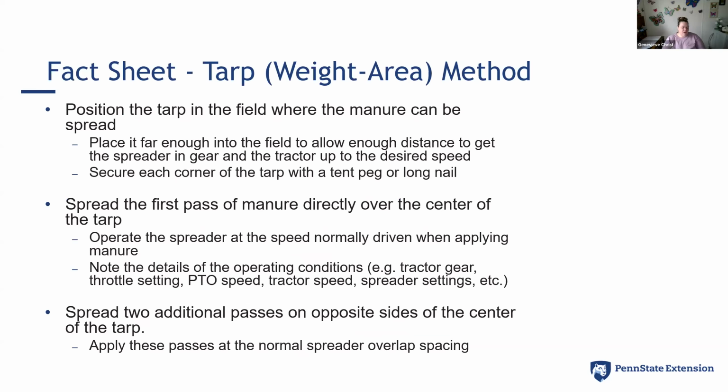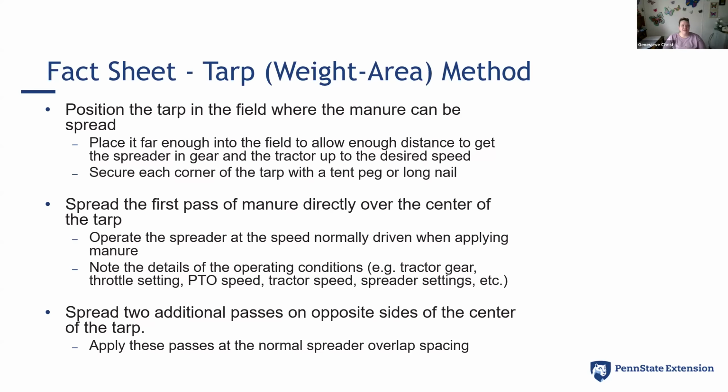Then we're going to want to position that tarp out in the field where the manure is going to be spread. We want to place it far enough out into the field that the farmer and the tractor have time to get in gear and up to the desired speed that they would want to be at when they're applying manure. Highly recommend securing each corner of that tarp with a tent peg or a long nail. I don't think anybody wants to be chasing a tarp on a windy day out in the middle of the field, or go find a tarp that's blown away. Securing the corners of that tarp is a very useful thing to do.